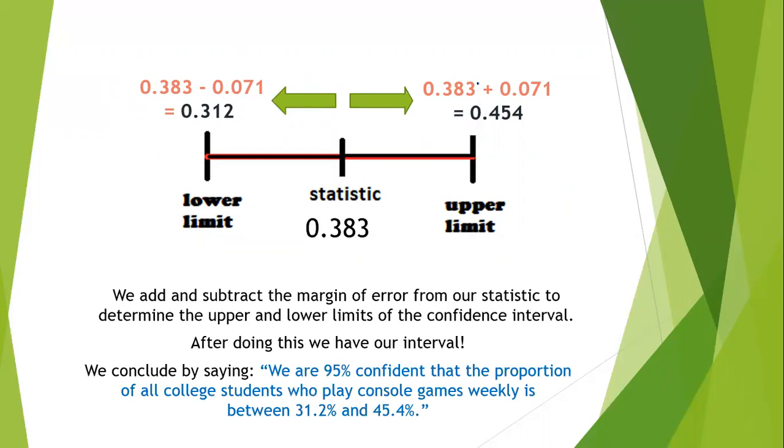We have our interval. And we can conclude by saying that we are 95% confident that the proportion of all college students who play console games weekly is somewhere between 0.312, 31.2%, and 0.454, 45.4%. That is the basic approach that we always use for finding confidence intervals. Begin with a sample statistic that's in the middle of the interval, determine the margin of error, and add and subtract that to find the upper and the lower limits of the interval.